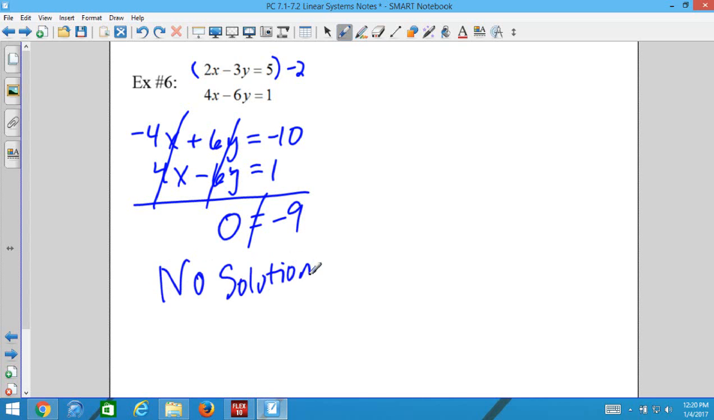You can write the words no solution, or you can learn the correct symbol for no solution. That symbol means no solution. It does not mean other things. It means no solution. You may write either. You don't write both, though.